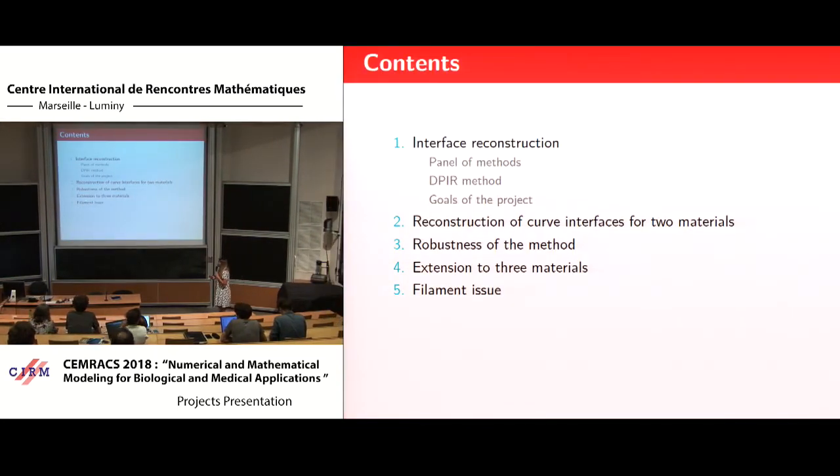So let's start with an overview of the contents that we will talk about today. We will start by placing the problem of interface reconstruction: why it is useful, and which methods are used in the literature to face this problem. Then we will explain which method we chose to work with, the PIR method, and the goals of our project. And then we will enter into details and talk about what we actually did: the reconstruction of curved interfaces for two materials. We studied the robustness of this method, and then we extended it to the three-material case. And then some issues that we had in the case of three materials.